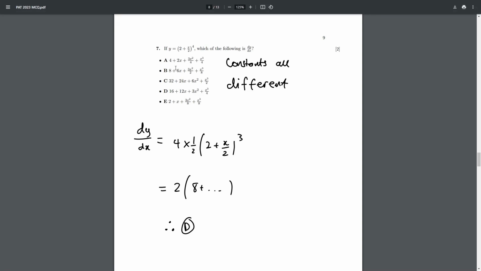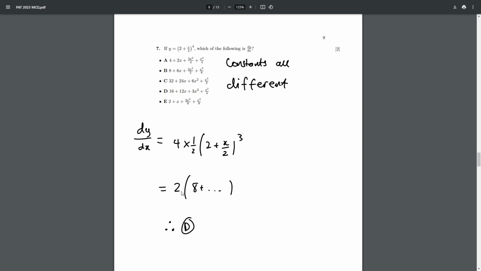Question 7. We're given y is equal to 2 plus x over 2, all to the power of 4, and we're asked to find dy by dx. So when I'm looking at all these answers, I'm seeing that all the constant terms are different, which means I only need to work out the constant term of my derivative, and then I can match it up. So the derivative using the chain rule is going to be 4 times 1 over 2, 2 plus x over 2 to the power of 3.